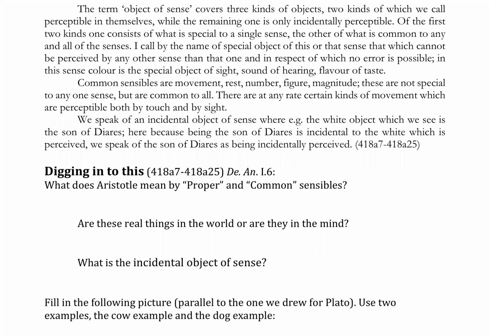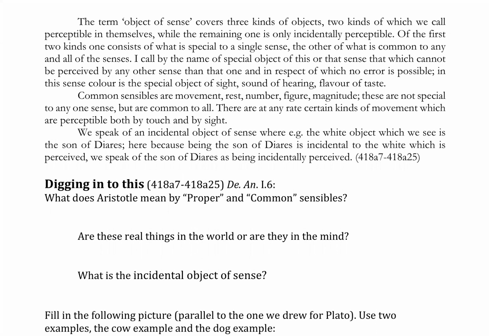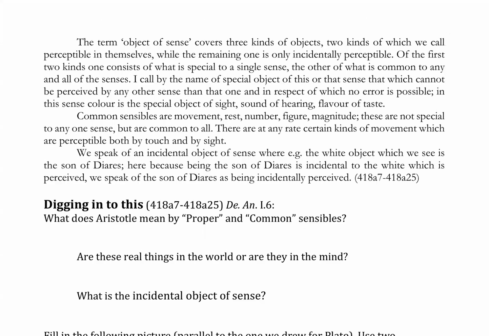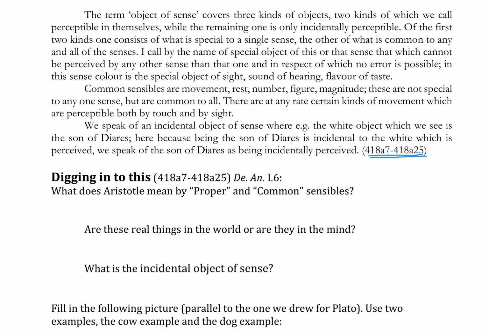And so in order to do that, I want to look at this passage where Aristotle tells us what these are. And this is at 418a7 to 25, On the Soul, book 2, chapter 6. But I want to work through it together slowly because it's a bit dense, and I think it'll be helpful.